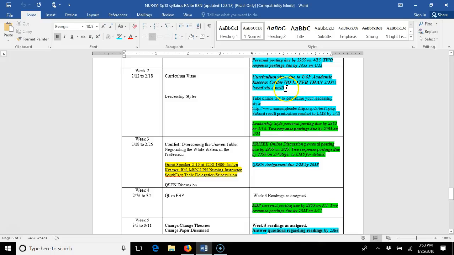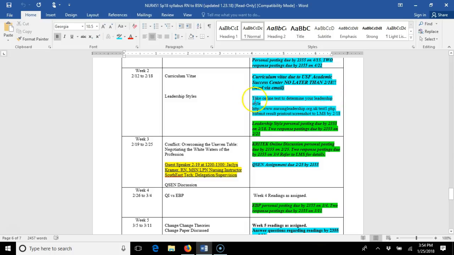And then what we want you to do is to make a CV or update it. And then you're going to email it to the Academic Success Center no later than 2/18. They are going to review it, and they'll kick it back out to you with revisions and recommendations, and they will let us know about who got their assignment to them on time. If you got the assignment emailed in, then we will just give you points for that assignment.